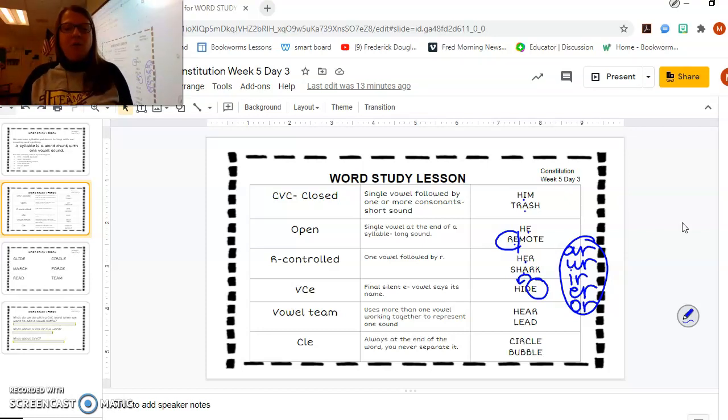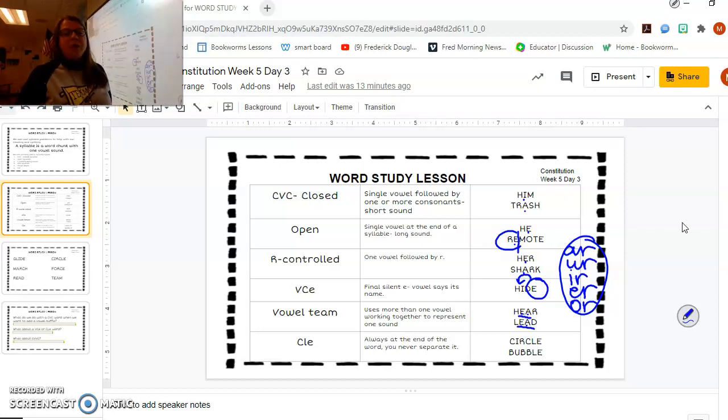Vowel teams are the ones that use more than one vowel, and they work together to make one sound. In the word here, E and A, they work together. And then the word lead has a vowel team also, lead.